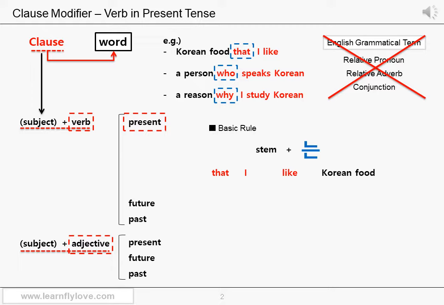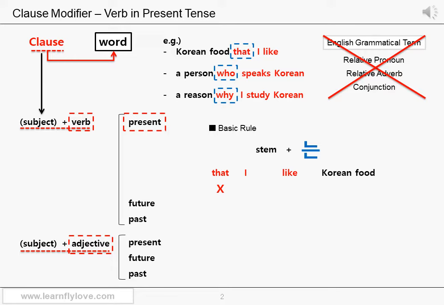When you translate a clause, you should translate it as you translate another independent sentence, no matter how many words the clause has. The verb like is a predicate of a clause, not a predicate of an entire sentence. So it doesn't go to the end of the sentence. That I like part and Korean food part are separate, and that I like part modifies Korean food part as if it is an adjective. So just translate that I like and Korean food separately. We don't translate the first word that.